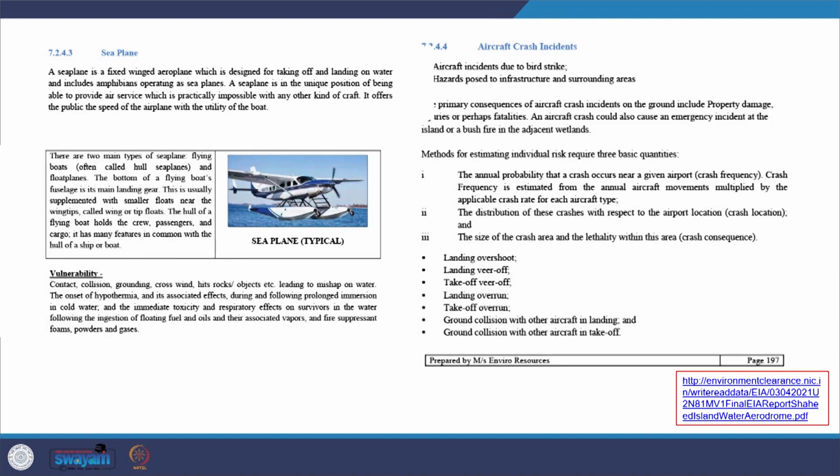So you also see that they have looked at the seaplane, and because of that what kind of vulnerability is there: contact, collision, grounding, crosswind, hits rocks, what can possibly happen. Then you also see aircraft crash incidents also can happen. Aircraft incidents due to bird strike, hazard posed to infrastructure in surrounding areas. So landing overshoot, landing veer off, take off veer off, and all that analysis has been undertaken.